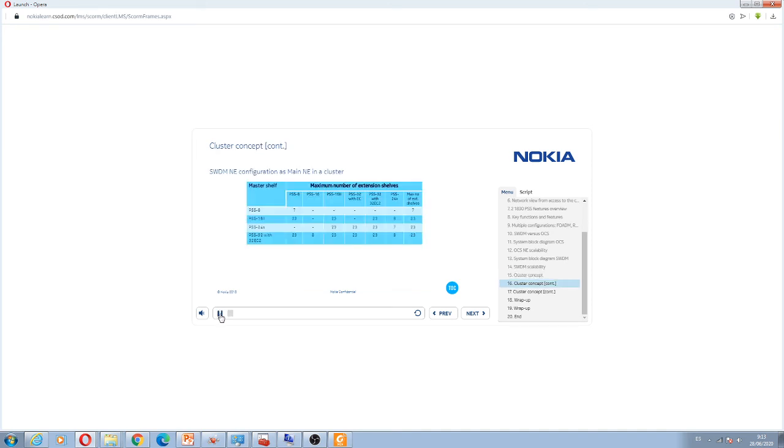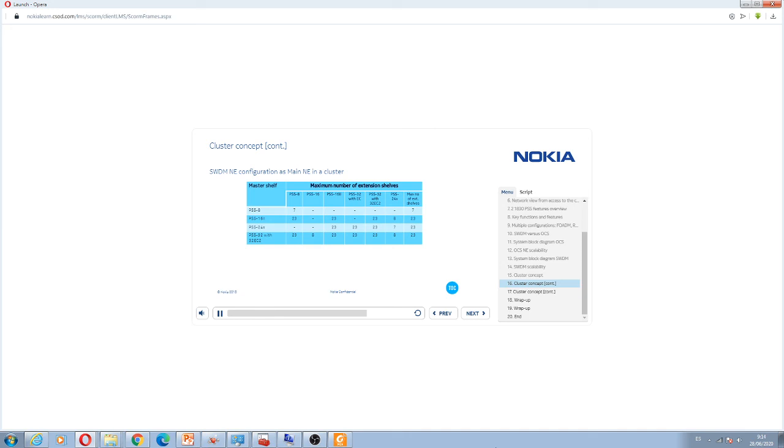How many extension shelves can be configured as an extension shelf to an SWDM master in detail? This depends on two parameters, the SWDM shelf type, and on the other hand, its role in a cluster, main or tributary NE. In this case, the SWDM NE acts as main cluster NE, and PSS8, PSS16-2, PSS24X, and PSS32 with 32EC2 are allowed to act as a master shelf.